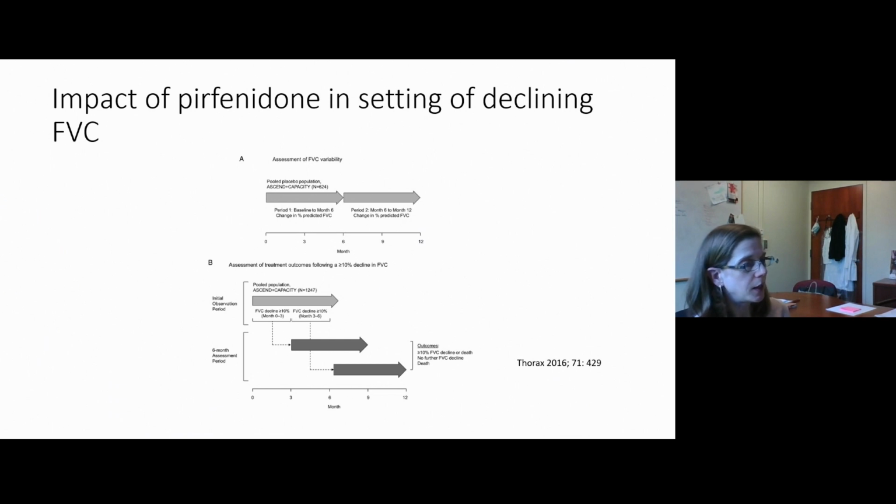But patients who had decline in the first 6 months on therapy still saw benefit from being on pirfenidone for a subsequent 6 months. So in general, we are tending to treat patients early with antifibrotic therapy and to maintain them on antifibrotic therapy if they can tolerate it, even if they continue to decline.